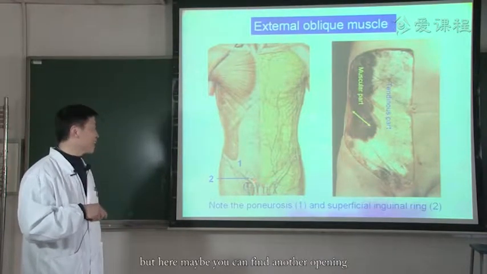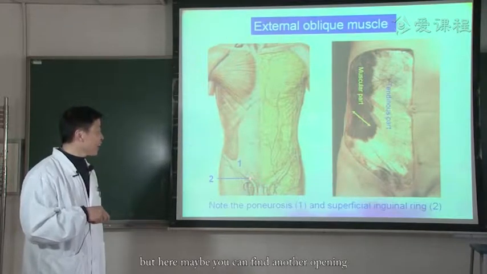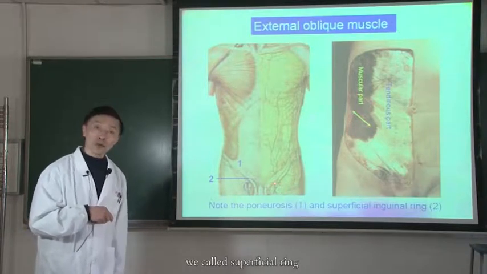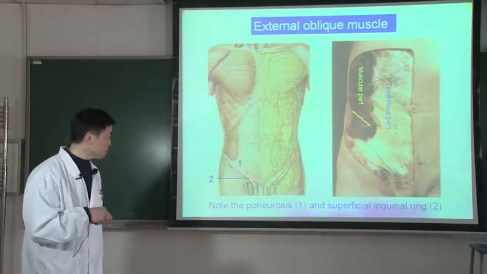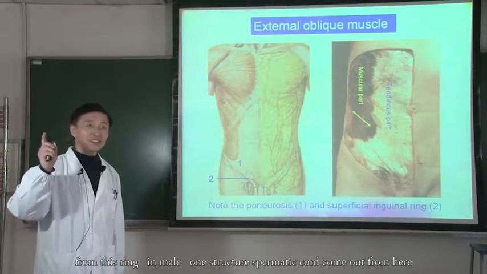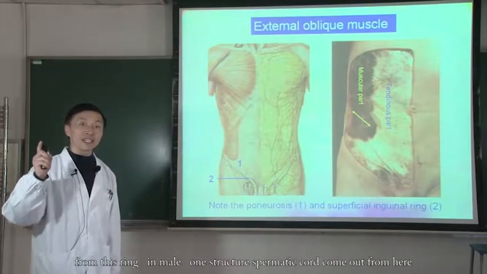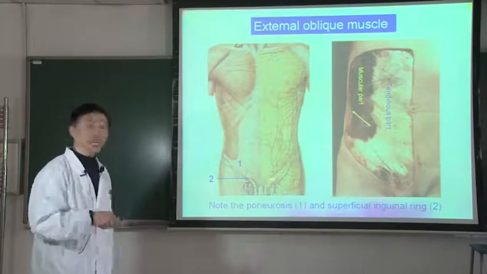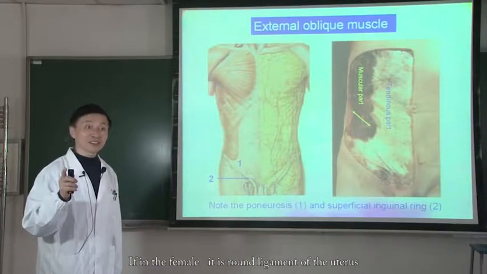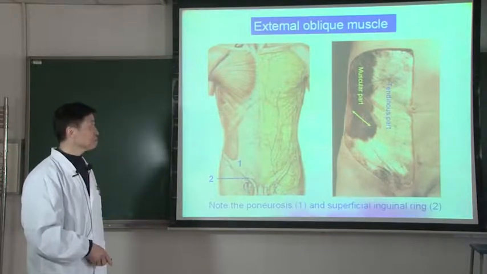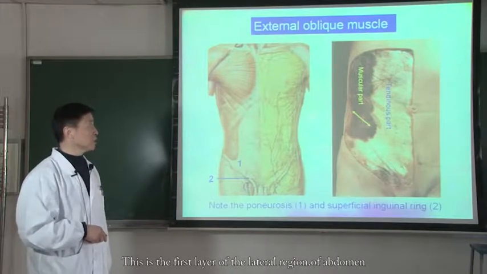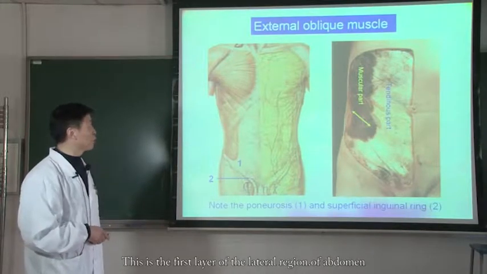But here, maybe you can find another opening. We call it the superficial ring. From this ring, one structure, the spermatic cord, comes out. In the female, it is the round ligament of the uterus. This is the first layer of the lateral region of the abdomen.